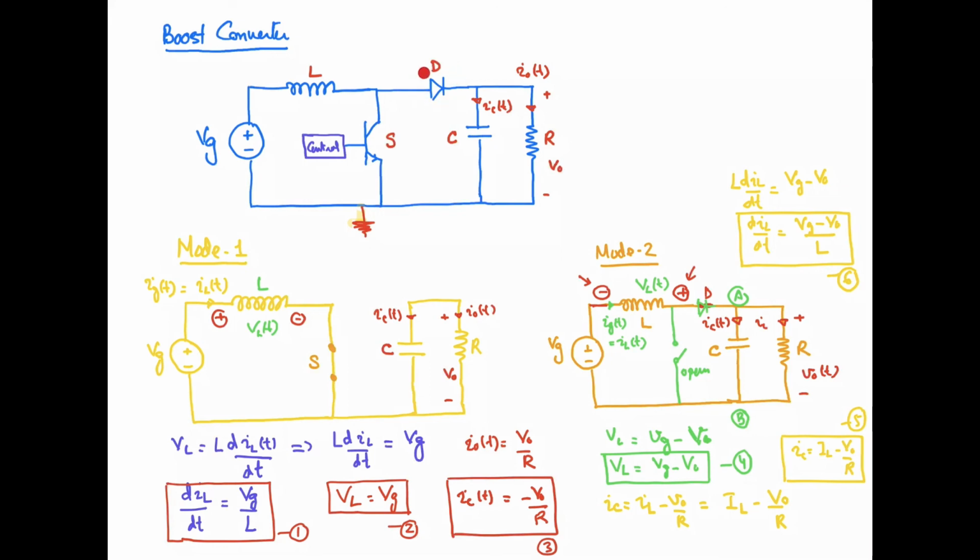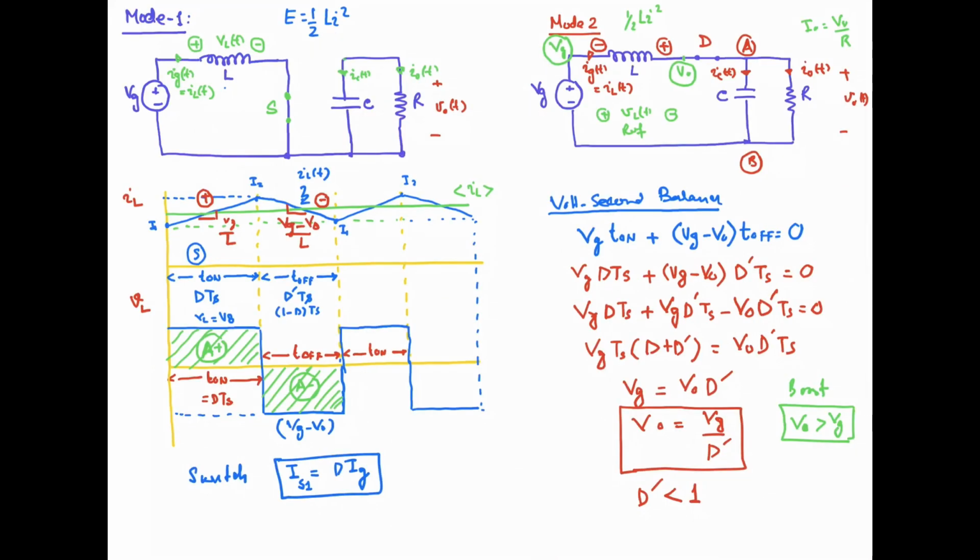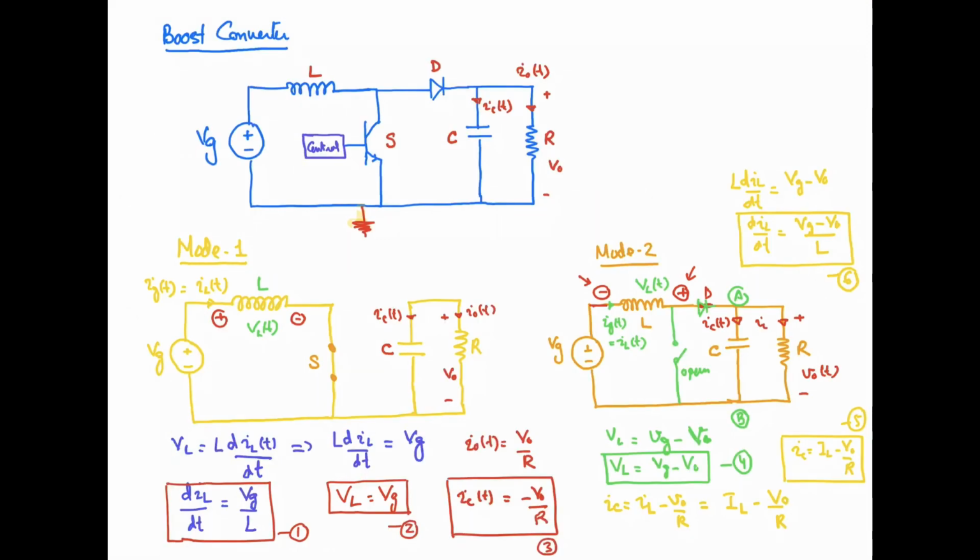The current rating of this diode can be evaluated by looking at the off interval, because it is contributing in the off interval only. So for the diode current ID, I can say roughly this is equal to D prime times Ig, because this is from the off interval of the switch, right? Now you have calculated the current of this diode, and you have looked at the current of the switch. We have seen the inductor and capacitance previously.